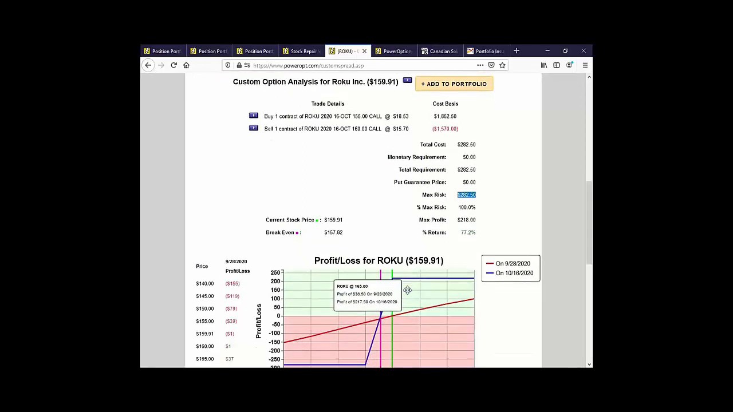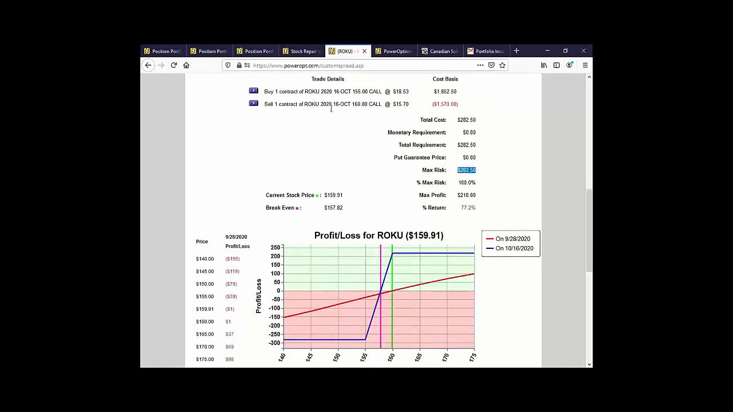So if the stock stays above 160, 40 days from now in October expiration, I'll get the 5 points back for assignment on the in-the-money debit spread, so I'll make $218 on a risk of 282. Closer to a 1-to-1 risk-reward ratio, but only a 45, 50, 55% probability of getting assigned and earning that max return. Now many investors would close this early if they saw the profit was 50% of the max.